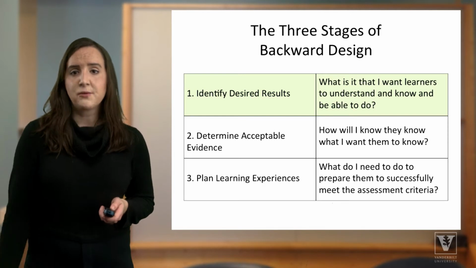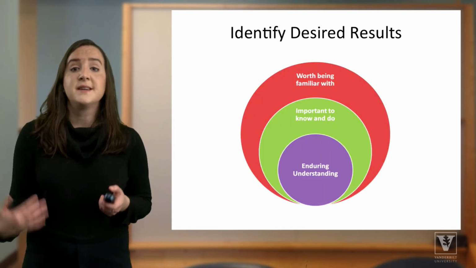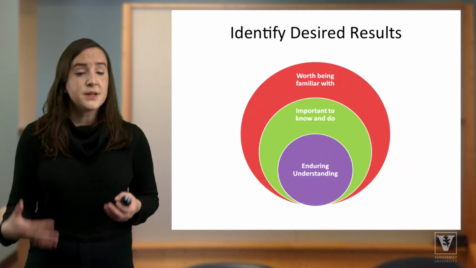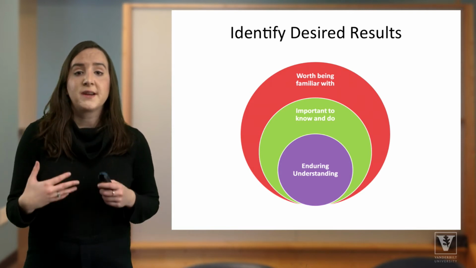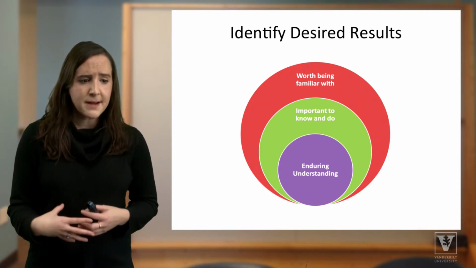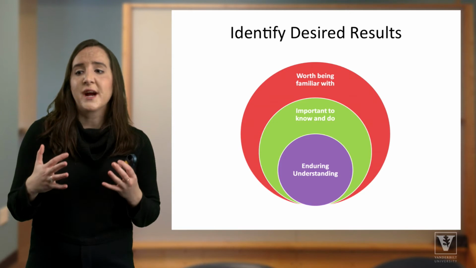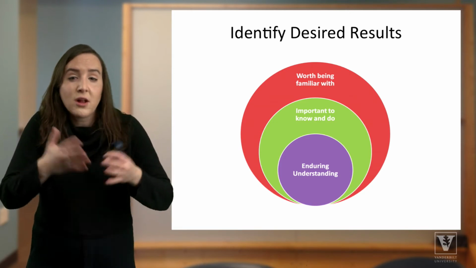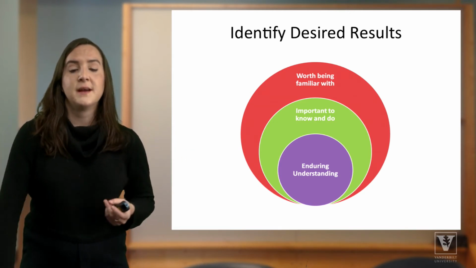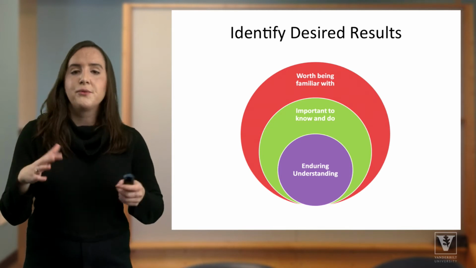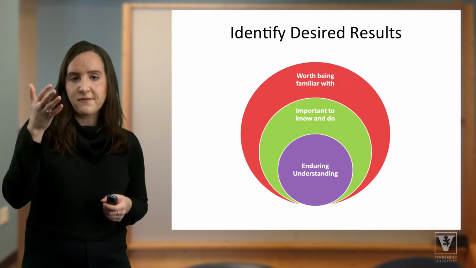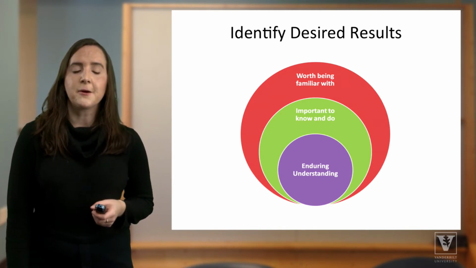So for now, we're going to stick with stage number 1, which is identify desired results. So this is really about creating learning objectives for your course. And sometimes when we create learning objectives, we can get so excited we all of a sudden have 20 learning objectives. One way to filter through those learning objectives is to consider the following 3 categories that we see here.